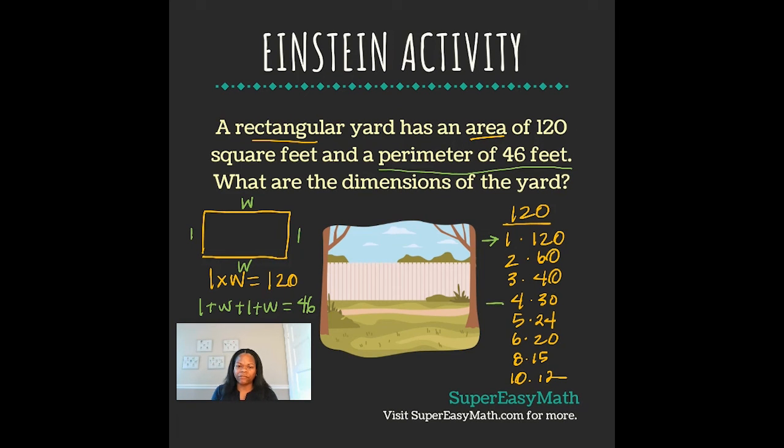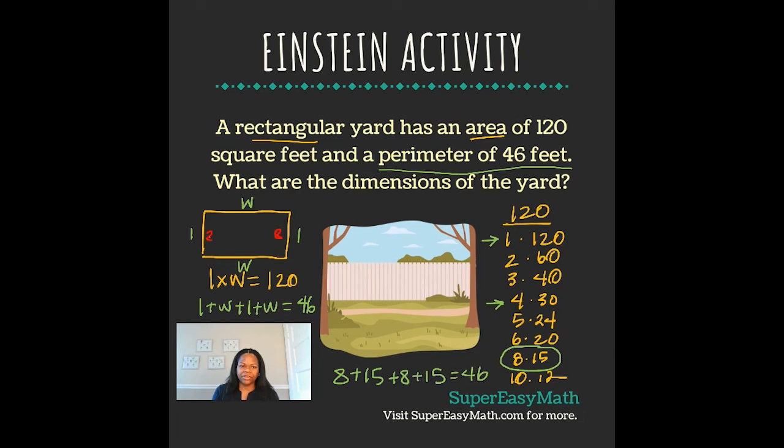So let's try the 4 times the 30. If I add 4 plus the 30, I get 34. And then when I add 34 to itself, I get 68. That's closer, but still not correct. When we keep going and guessing which one will work, we will finally get a correct answer when we get to 8 times 15. Because 8 plus 15 plus 8 plus 15 equals 46.